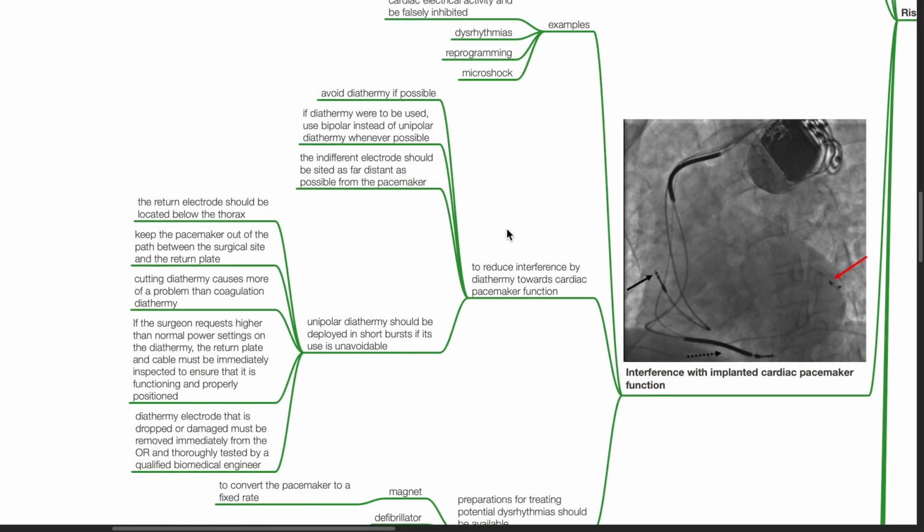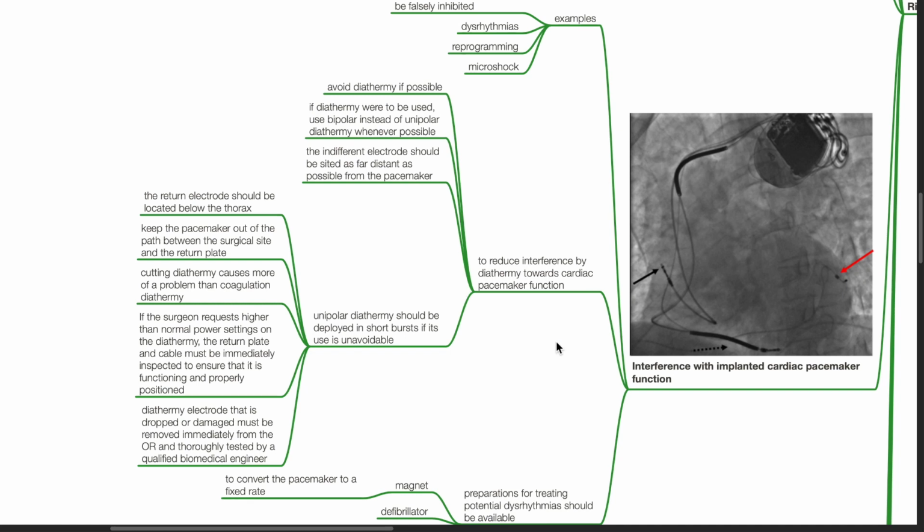To reduce interference by diathermy towards cardiac pacemaker function, avoid diathermy if possible. If diathermy were to be used, use bipolar instead of unipolar diathermy whenever possible. The indifferent electrode should be sited as far distant as possible from the pacemaker. If the use of unipolar diathermy is unavoidable, it should be deployed in short bursts. The return electrode should be located below the thorax.